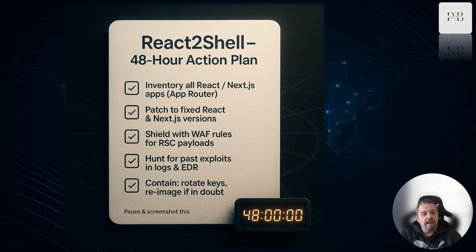Step 4, hunt. Go back to logs from the disclosure day, Friday morning. Look for weird RSC payloads, unusual server actions, and commands like whoami or hints of crypto mining or Sliver beacons. Step 5, last one, contain. If something looks off, assume compromise. Rotate keys, reimage, treat cloud credentials as burned until proven safe.